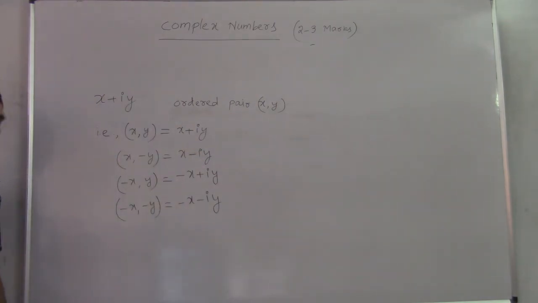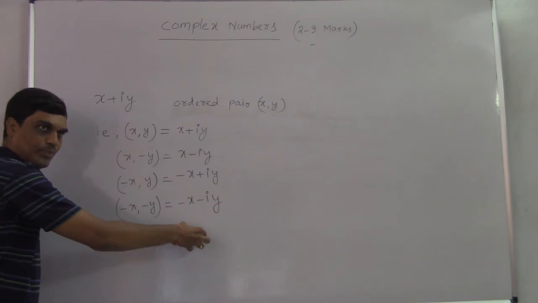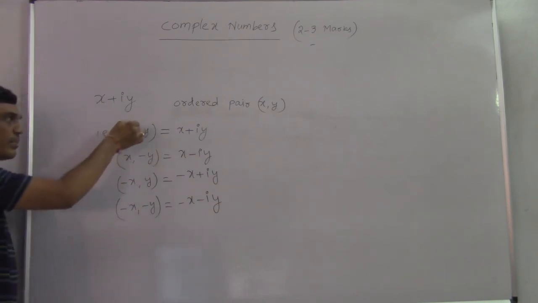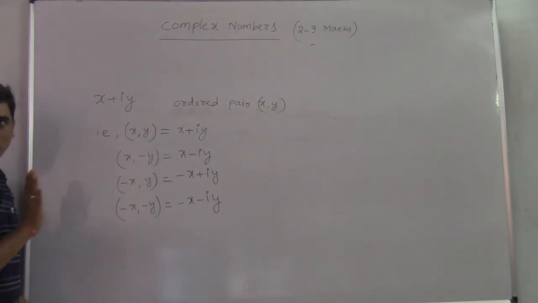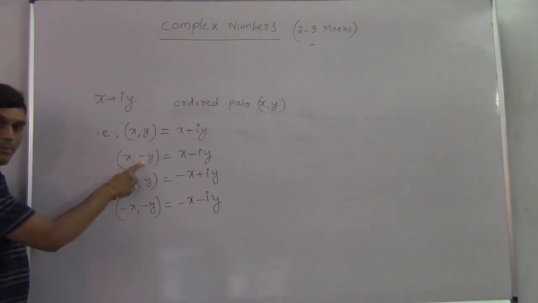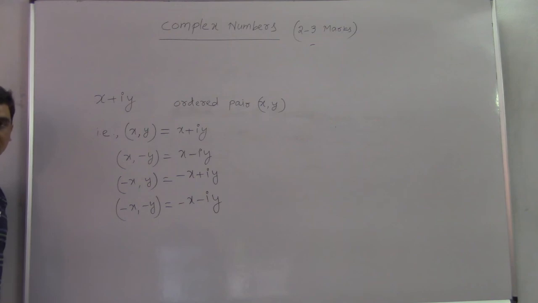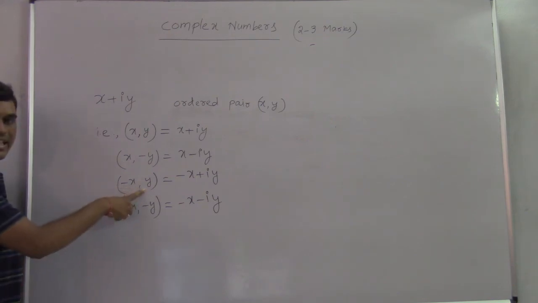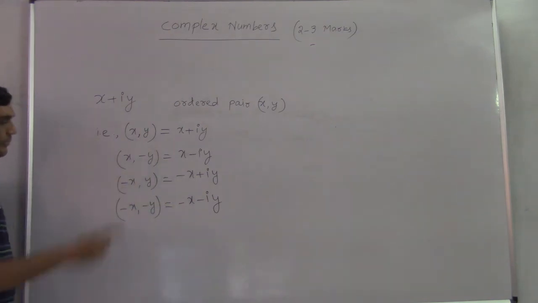From now onwards in diploma level you have only this logic. Sometimes for competitive exams they will give it like this, in complex numbers only. X comma y is x plus iy. X comma minus y is x minus iy. Minus x comma y is minus x plus iy. Minus x minus y is minus x minus iy. Take these four forms.